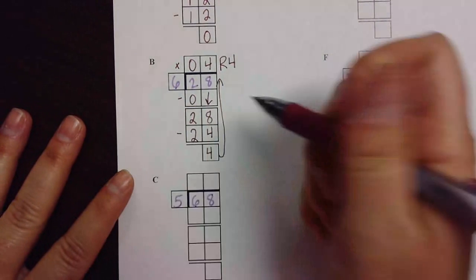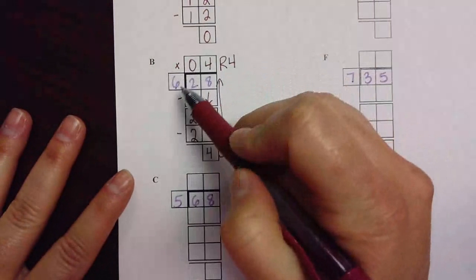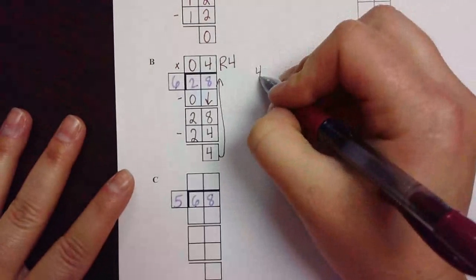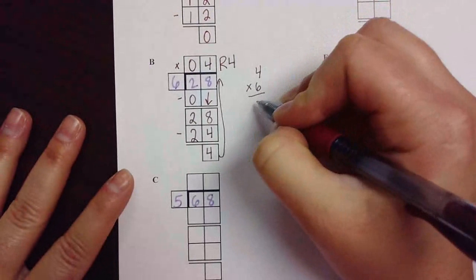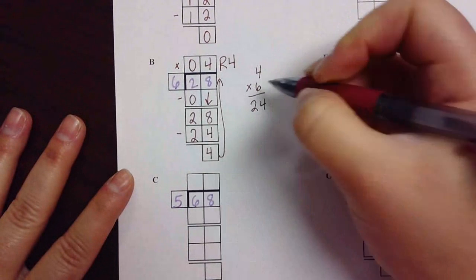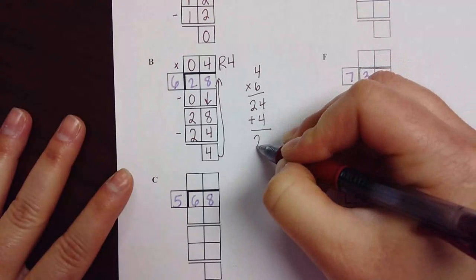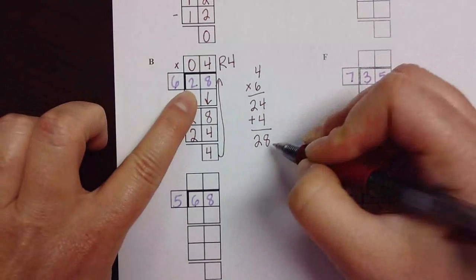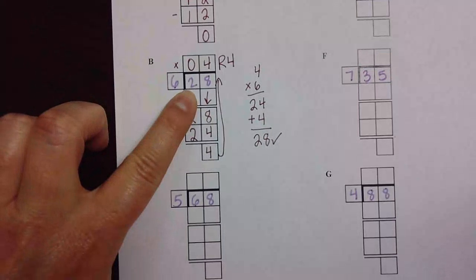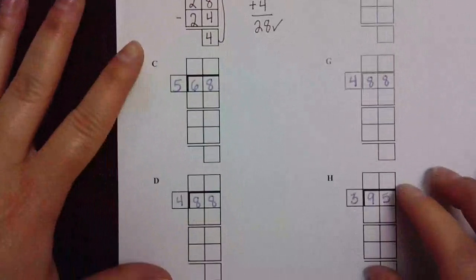All right, so to check my work, I'm going to do 4 times 6. 6 times 4 is 24. Add in my remainder of 4, which is 28. Is that my dividend? Check. Okay, remember, you're following along in your math journal, please.